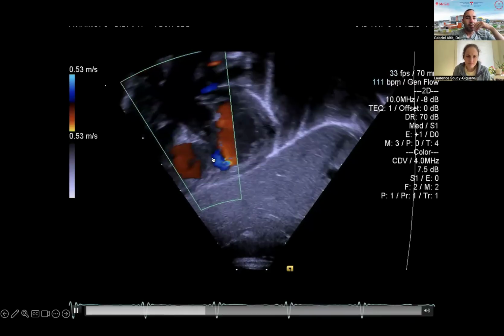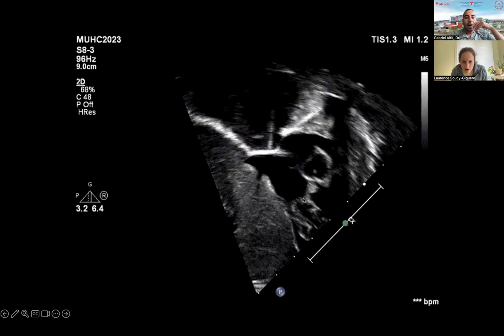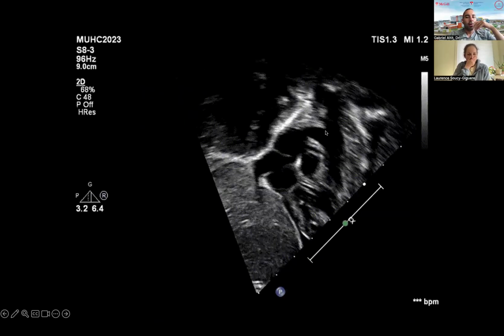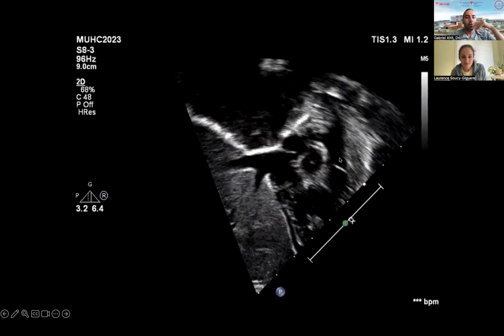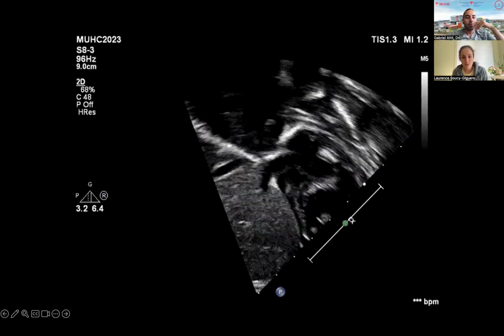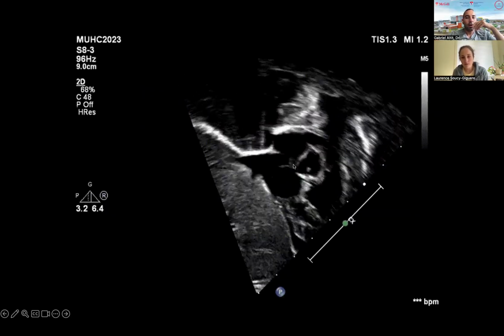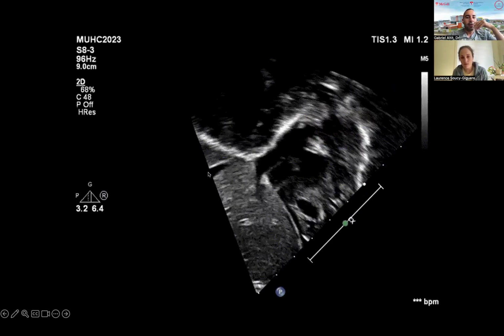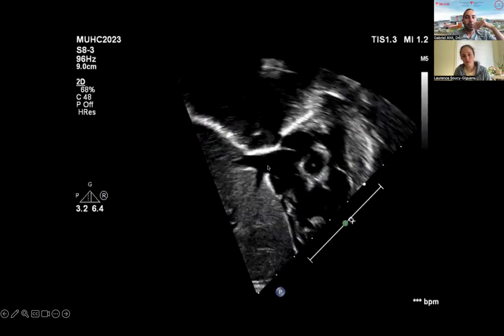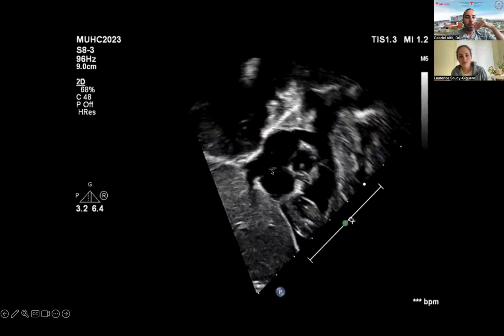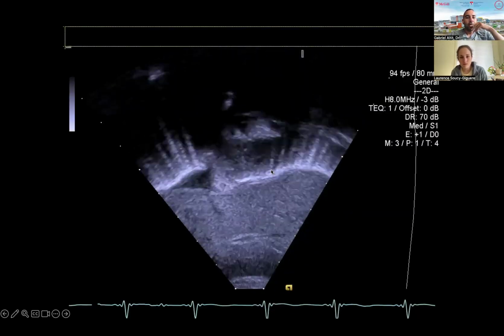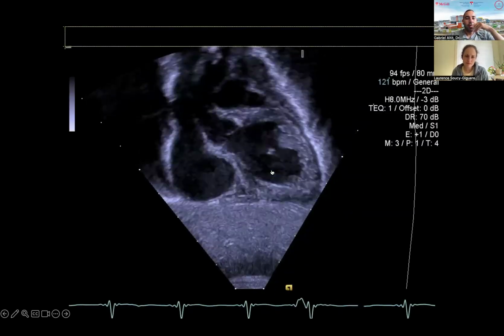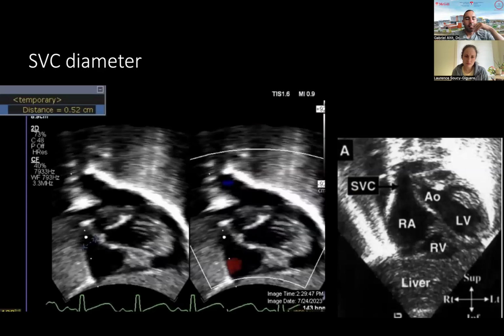Here we can see that there's a little connection by PFO. And this is what we call the TET view that you can also do in the subcostal, which you get the RVOT here. So that's a nice view for seeing the RVOT. And you can see that IVC connect to the right atrium. Okay, we saw all of this. This is another sweep. I'm not going to go through it again.